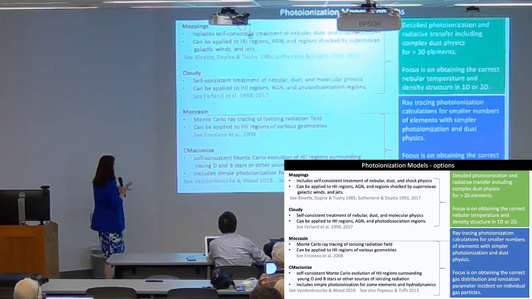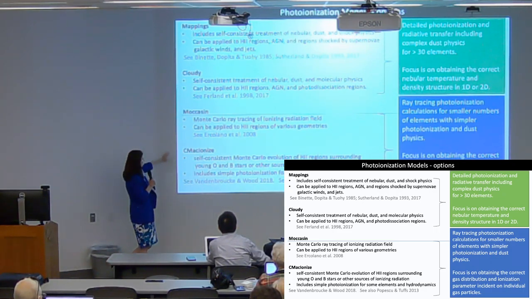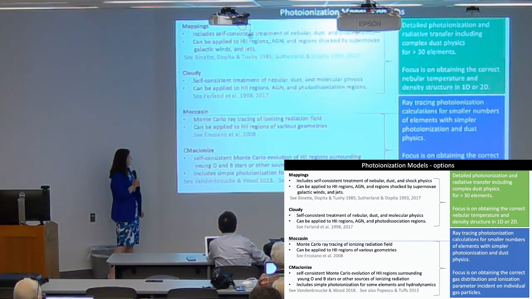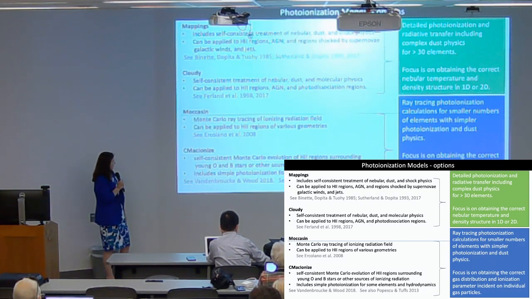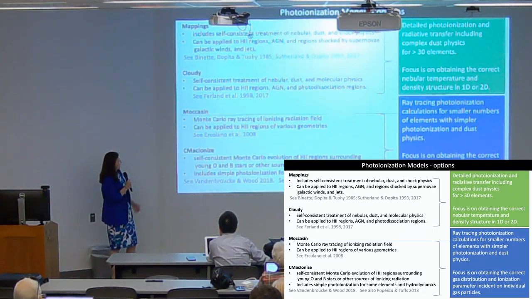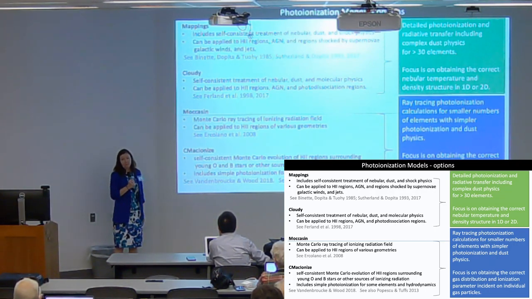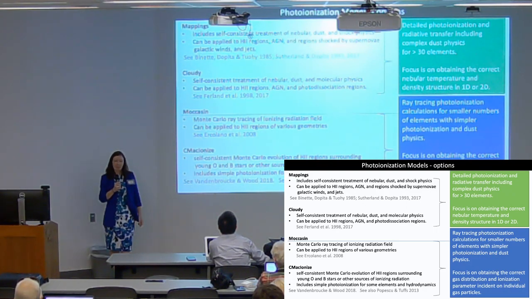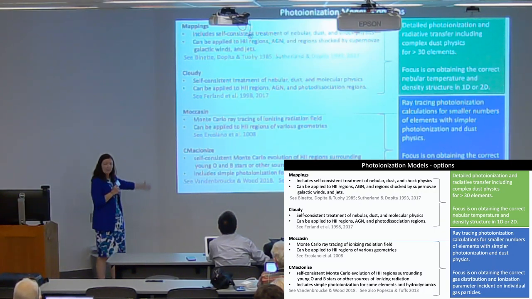We also have different type of models, which are Monte Carlo ray tracing models, and two of these are Moccasin and Mocassin, I don't know how to say that actually, Maclonize. And these are self-consistent Monte Carlo models. They're specifically for H2 regions. The problem is that they don't cover a large amount of elements, and they don't have the full set of physics that are in the photoionization models at the top. And for a long time we haven't had the computational capability to be able to combine these two techniques.